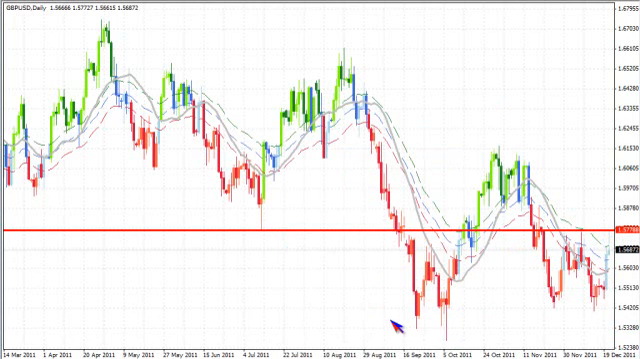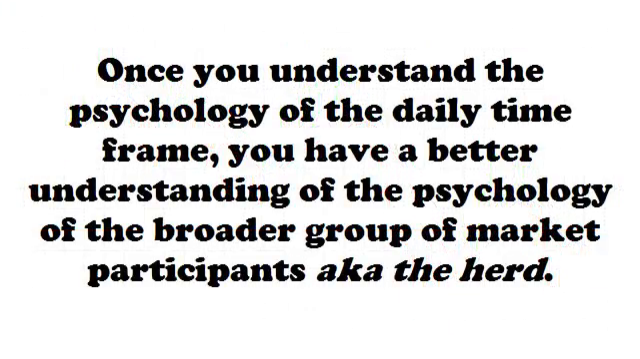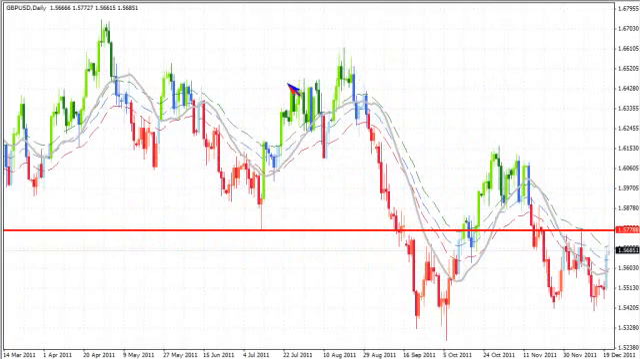But I definitely want to go on to the shorter term time frames. Okay, so again, the daily chart is helping me determine not only the dominant psychology of these markets, it's helping me determine which time frames I'll be focusing on and which strategies I'll be focusing on for those time frames. Because once you understand the psychology of the daily, I think you have a better idea of what the larger group, the market participants that we kind of refer to as the herd, are more likely to do.